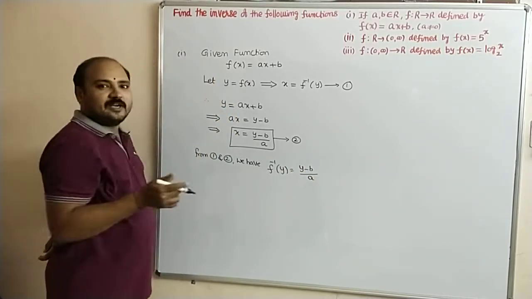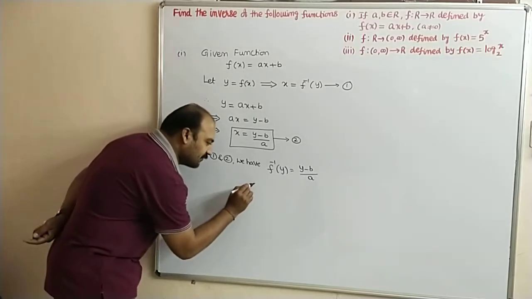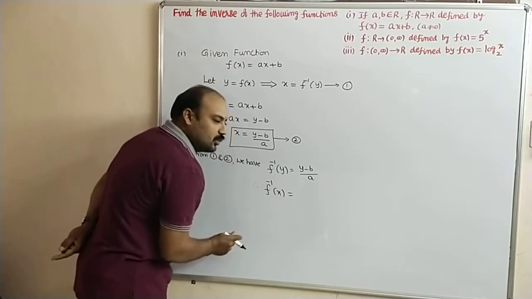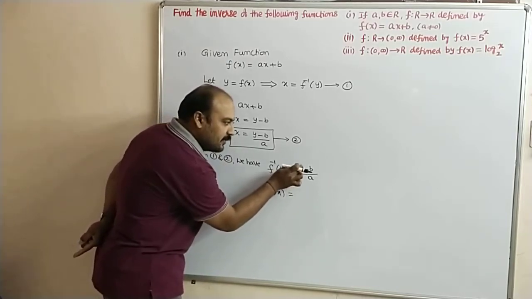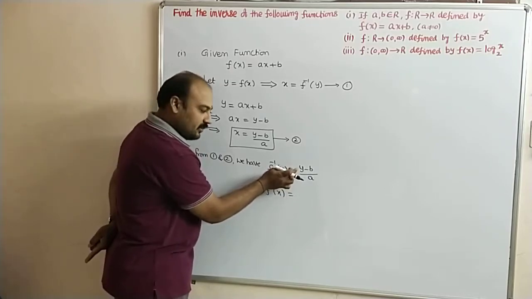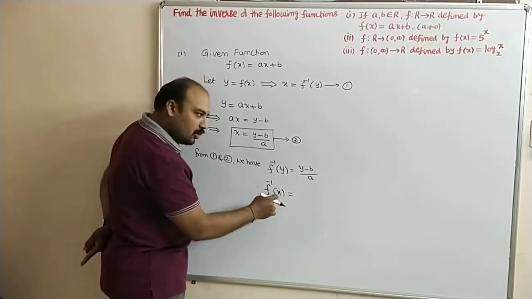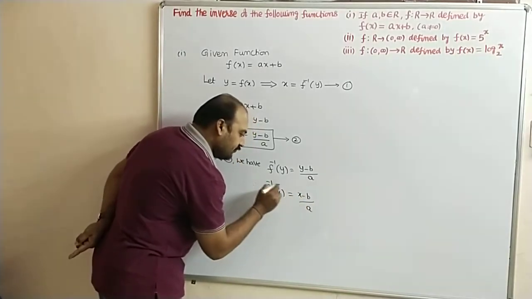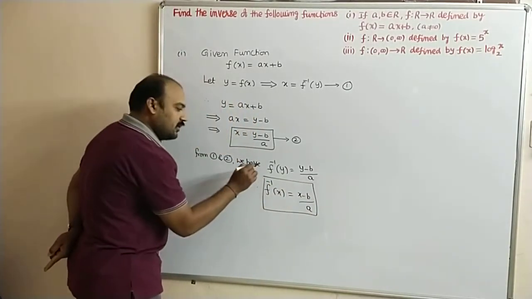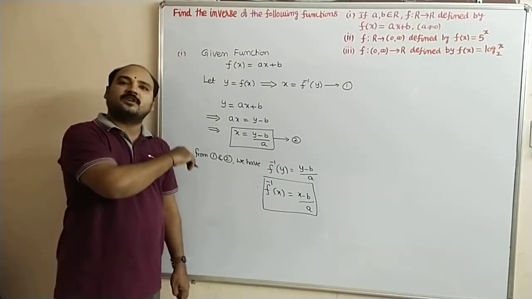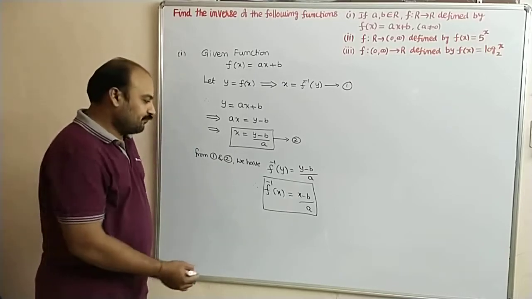But we want the inverse of the function in terms of x, no? Therefore, f inverse of x, the inverse of the given function, equal to y minus b by a. Wherever y is there, you have to replace it with x. So x minus b divided by a. This is the required inverse function corresponding to the given function y is equal to f of x, which is equal to ax plus b.